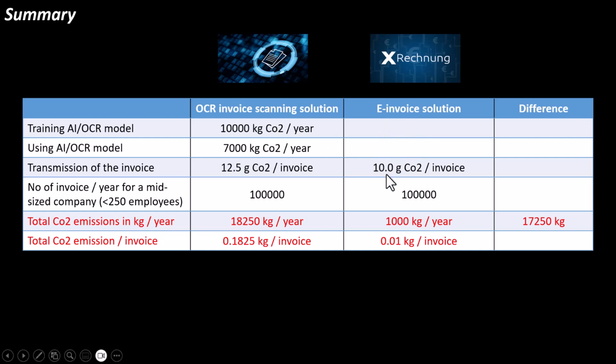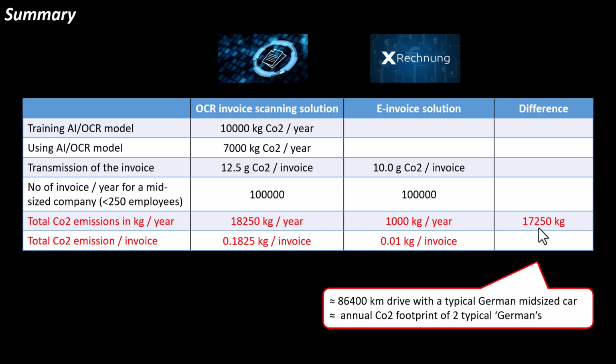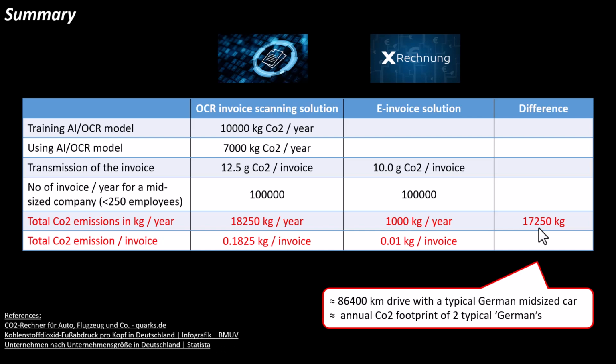So if I assume that the invoice attachment is a bit smaller, with the same number of invoices, you have a much smaller CO2 footprint if you use this e-invoice. So the difference in my case is 17,250 kilos, and this is approximately equivalent to 86,000 kilometers drive with a typical German car, or the annual CO2 footprint of 2 typical Germans. Well, is that much?